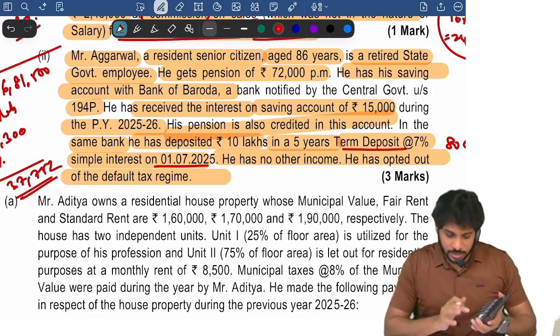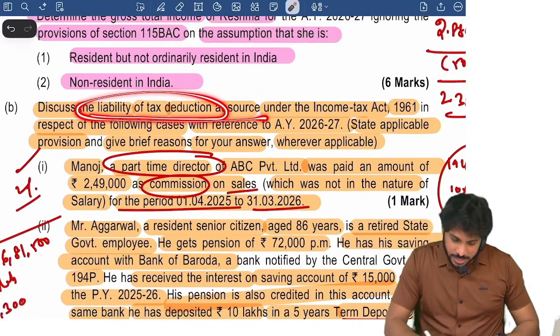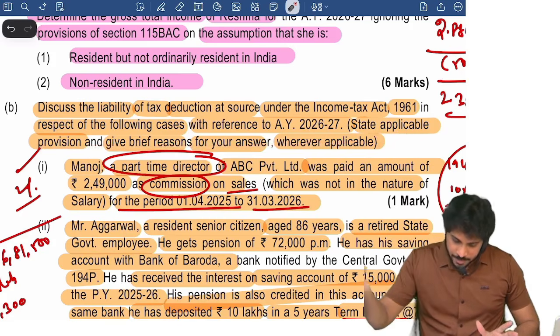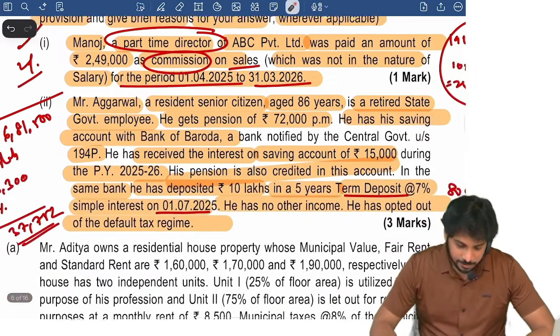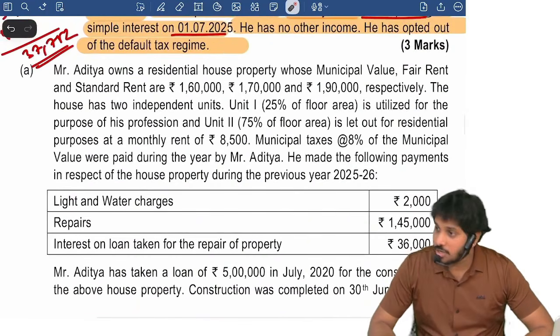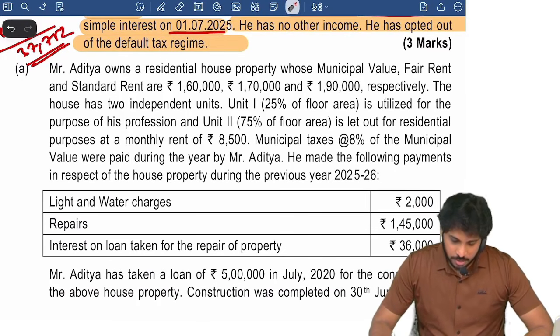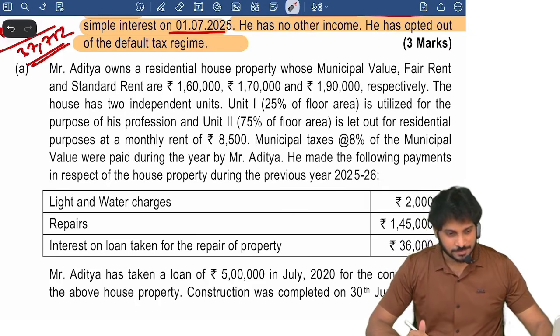By the way, what is the question they're asking? They're asking the liability for TDS. Discuss the liability, give brief reasons, state applicable provisions 194P, and you don't have to file the IT return. That's it. Guys, are you clear? Yes or no? Next 2 minutes, I'll relax.